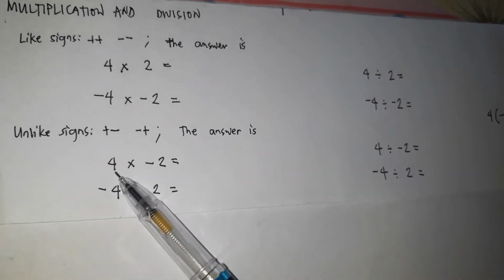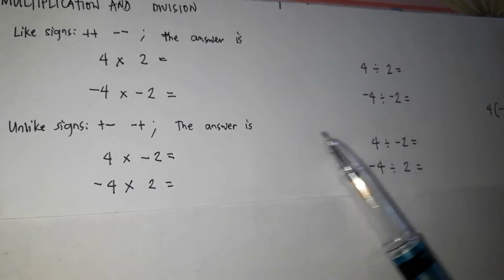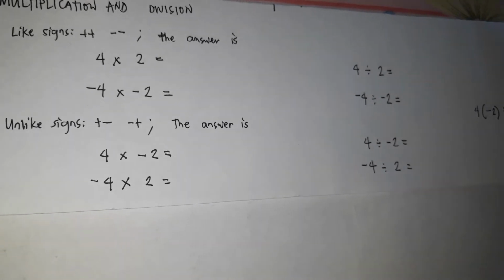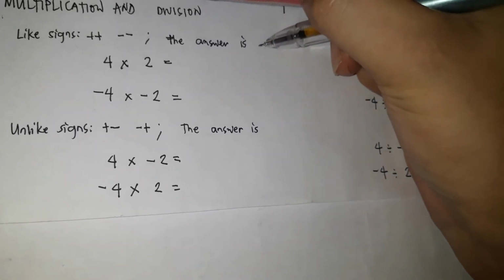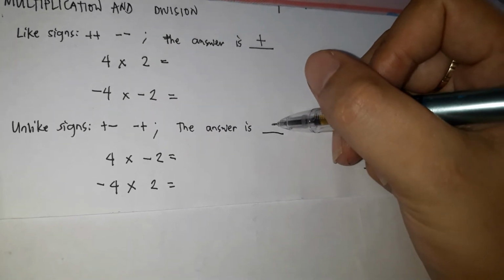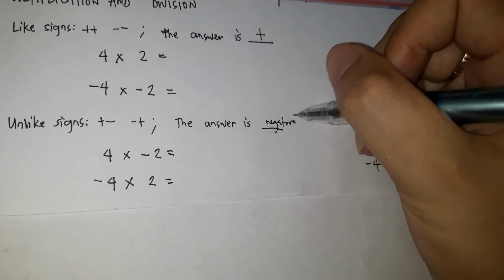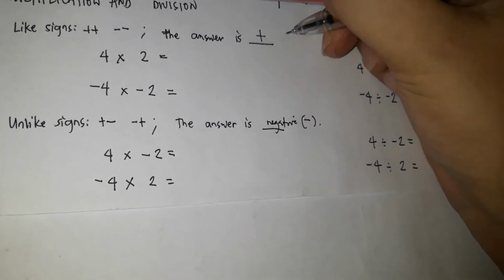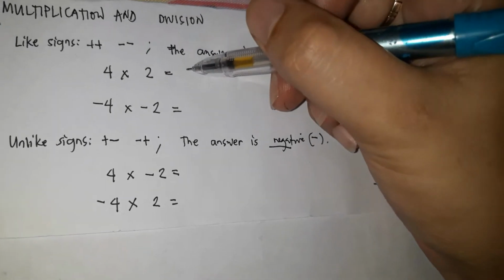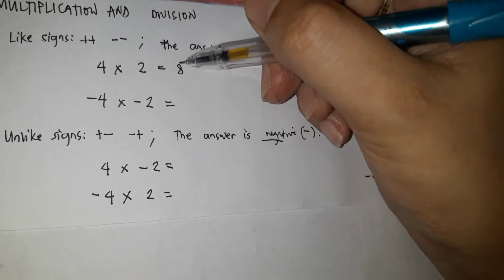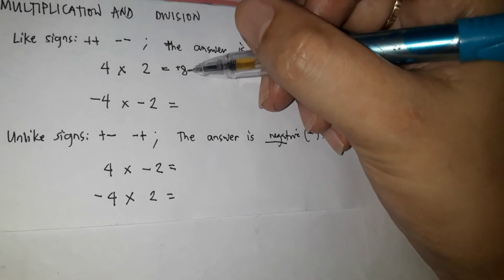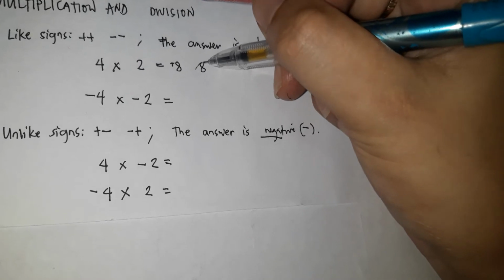And like signs are positive-positive, negative-negative. Unlike signs are positive-negative, negative-positive. So, magkaiba sila ng signs. So, dito, the answer would always be positive. Dito, the answer would always be negative. Example, 4 times 2, we know that the answer is 8. Kapag walang sign, ang sign niyan is positive. Pwede mo nilagyan ng plus 8, positive 8, or simply write 8.